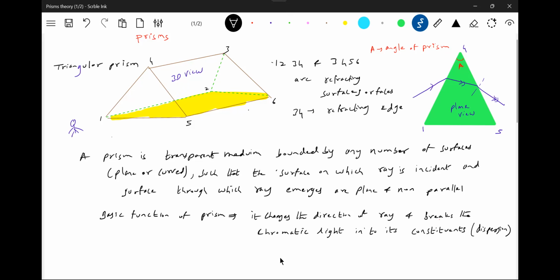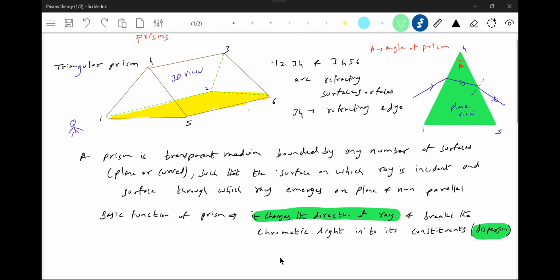Changes direction. So it is having basically two purposes. You can see one, changes direction of ray, and next is the dispersion. So all our applications will be based only on these two parameters. That's the basic function of a prism.